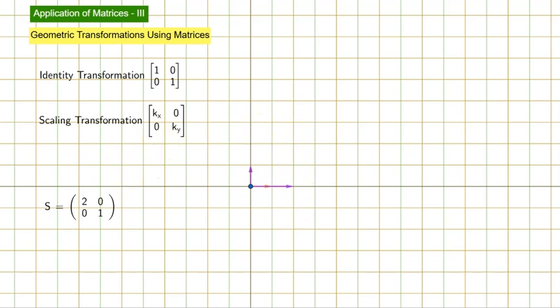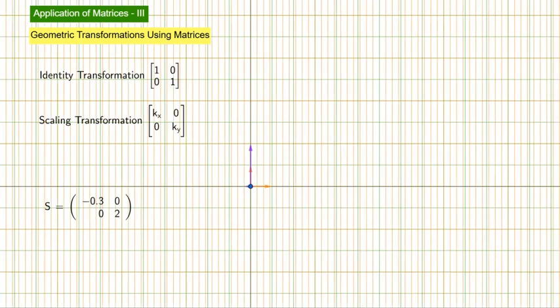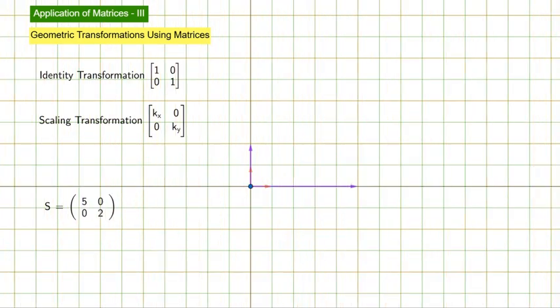Now let's make this back to 1, and let's change the last element, that is k sub y, as 2. So here this has changed, or rather it has got scaled. If we make both of them 2, or change it randomly, you see, along with the vector, the grid also changes. Okay, let's bring it back to 1. So that was scaling transformation.